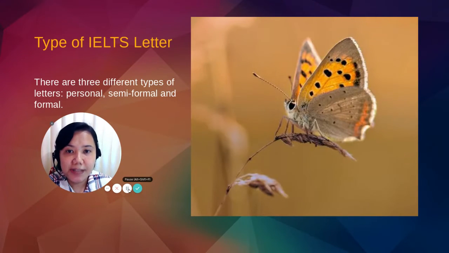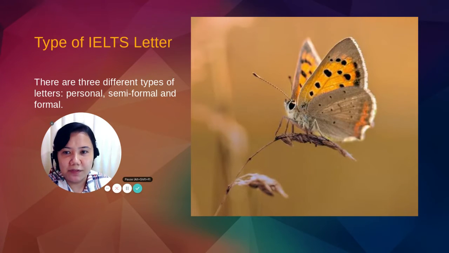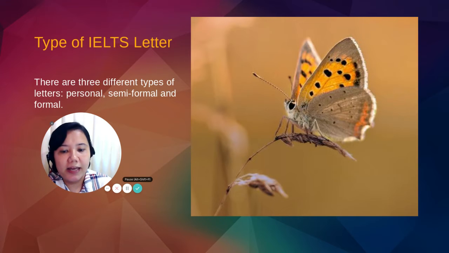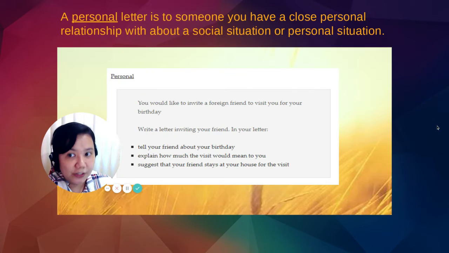There are different types of IELTS letters. There are actually 3: the personal, the semi-formal, and the formal. Just remember that each type of letter has a different language, a different beginning and a different way of signing off. So your first task before you start writing is to decide which type of letter you must write by identifying the task given. So let's go on to our personal letter.